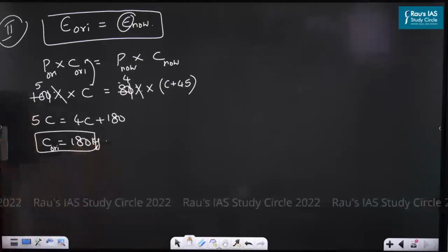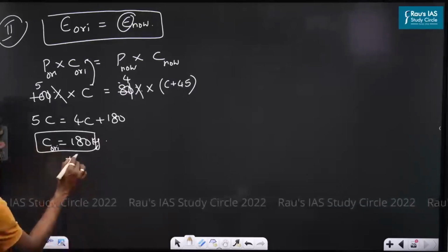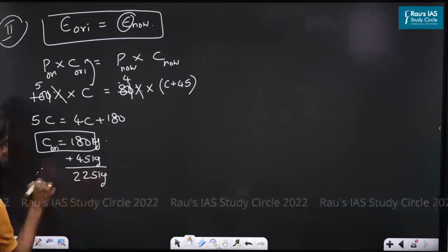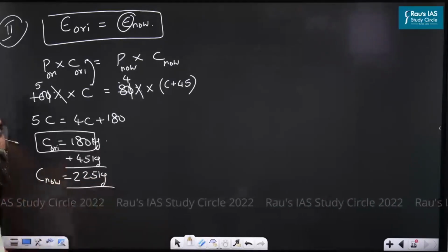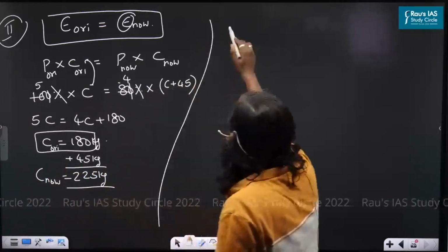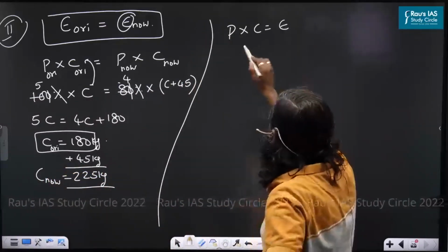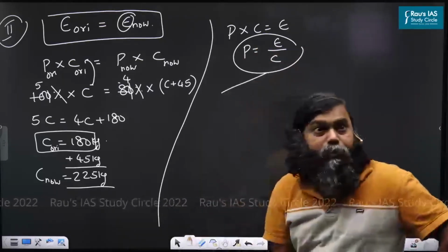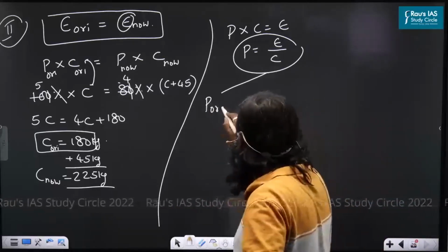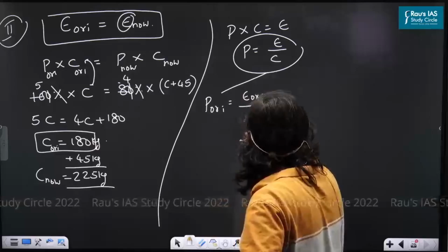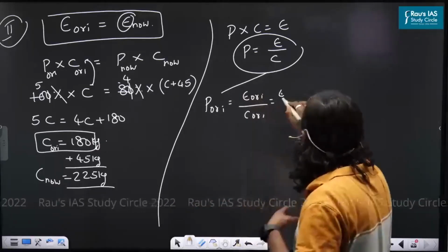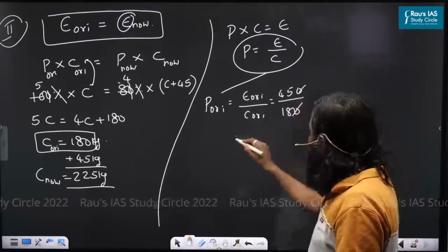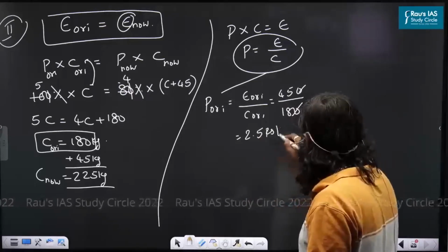Understood? What is the new consumption? 45 kg extra, that means 225 kg. That is the consumption now. How can you calculate the price? Price into consumption is expenditure. So price means expenditure by consumption. What is the original price? Expenditure original 450, consumption original how much? 180. Cancel: 2.5 rupees per kg.